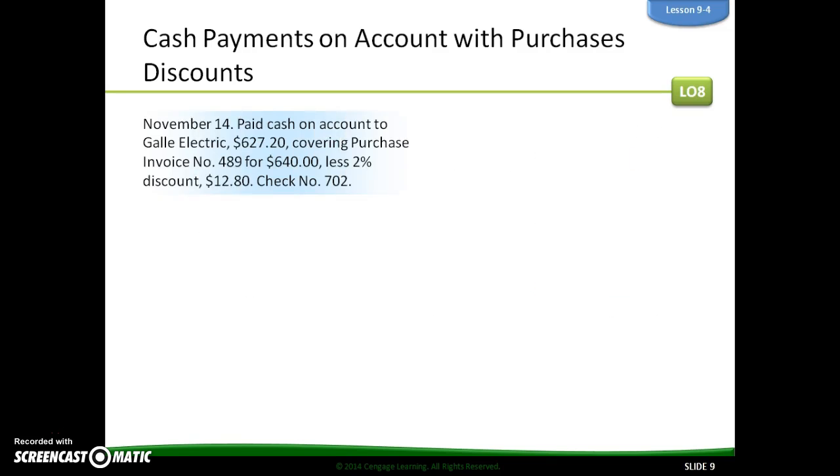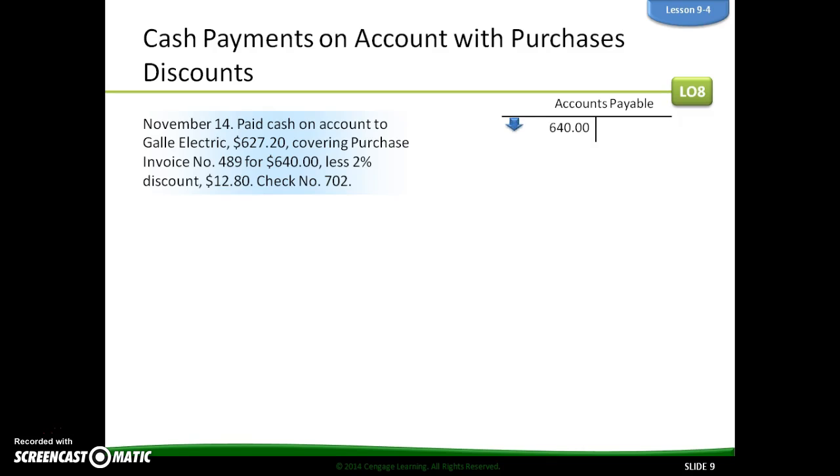Okay, so November 14th, we're going to pay cash on account to Galley Electric for $627.20. And it covers a purchase invoice of $489. Now the purchase invoice itself was listed for $640. However, we receive a discount of 2% for paying promptly. So that discount is $12.80. And the check that we use to issue this is check 702.